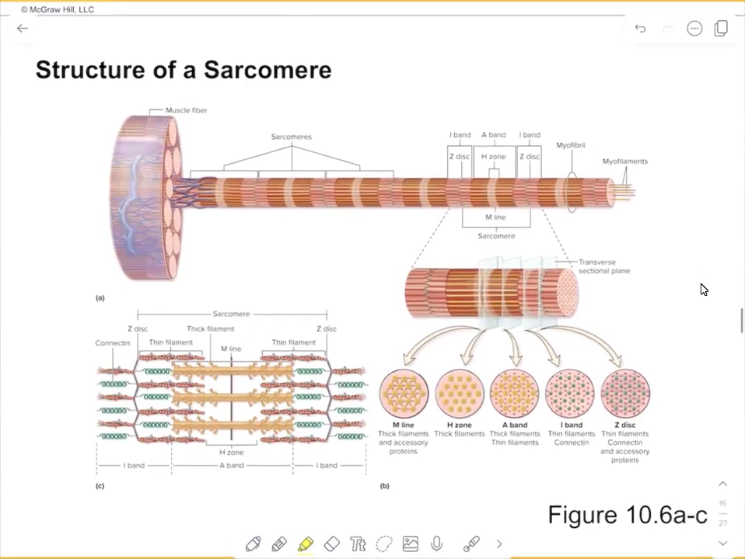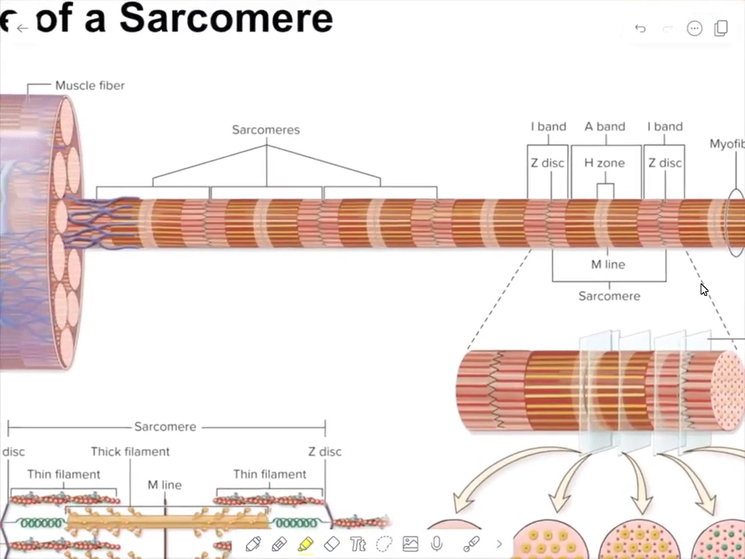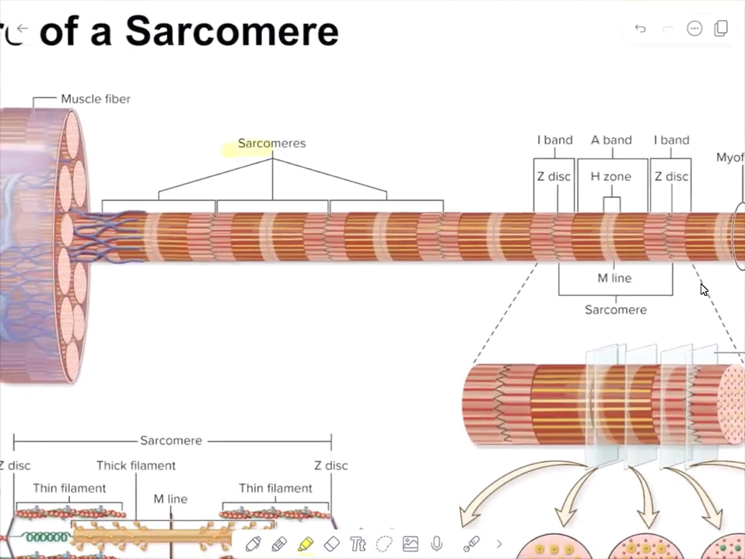So this slide is showing us the structure of the sarcomere in a little bit more detail. If I zoom in here, we can see several different sarcomeres that are actually shown. So from this point to this point would be one sarcomere. From here to here would be one sarcomere. And from here to here would be one sarcomere as well.